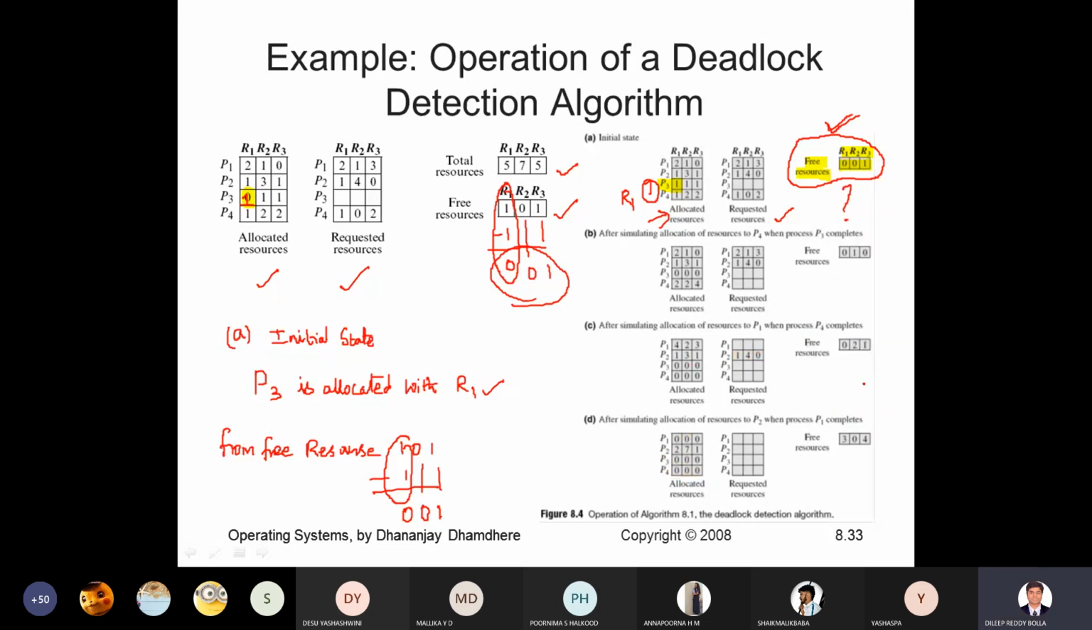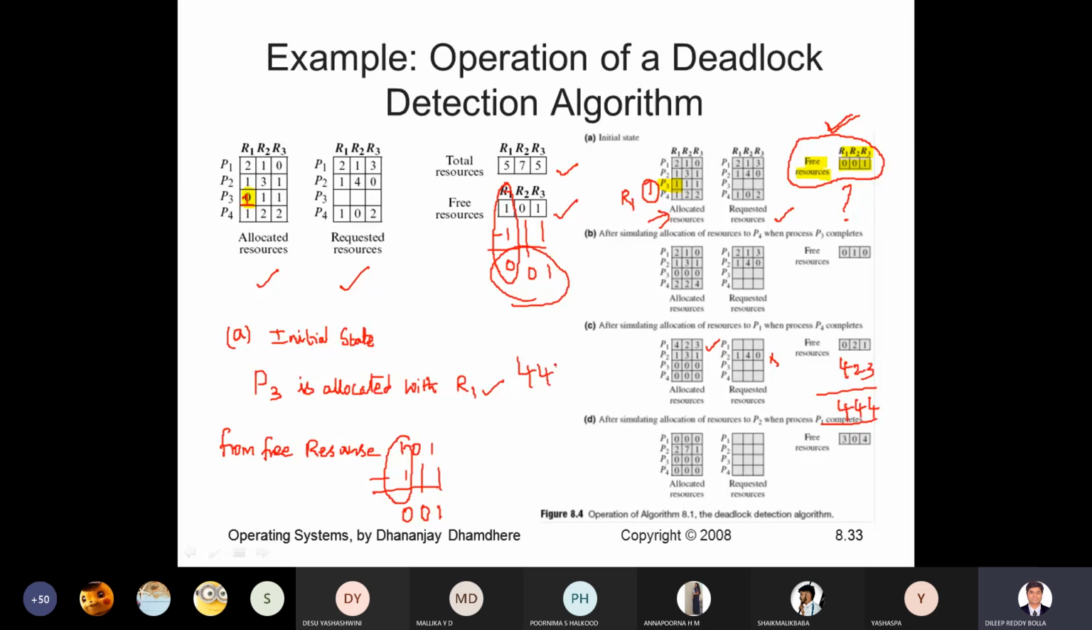Look at this. So this many are free. We should not add this one. Sorry, here we should add this one because P1 is completed. So we should add 4, 2, 3, which gives 4, 4, and 4. So this is what we got: free are 4, 4, and 4.